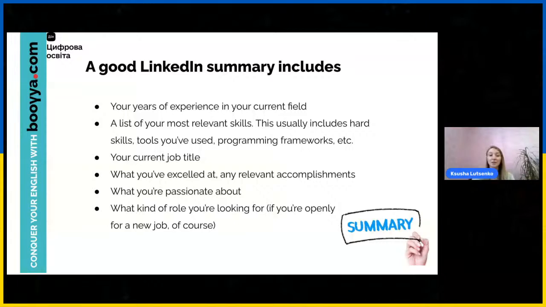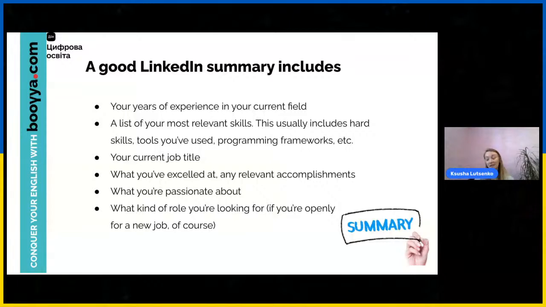Also, it's a great idea to mention tools you've used, programming frameworks. These words are also going to be working as keywords. And it's okay at this point to mention your current job title. Don't do it in your headline, please move it to the summary.